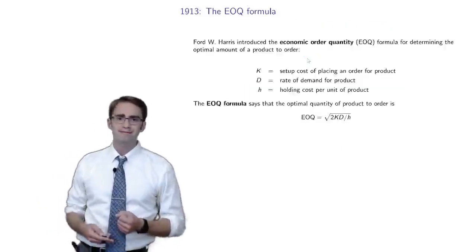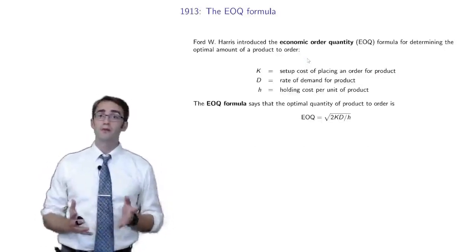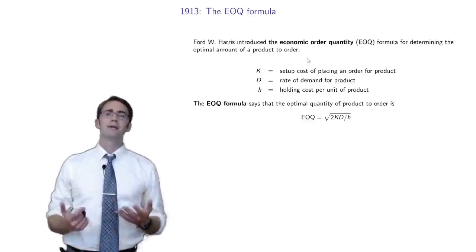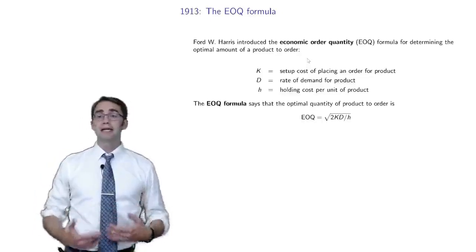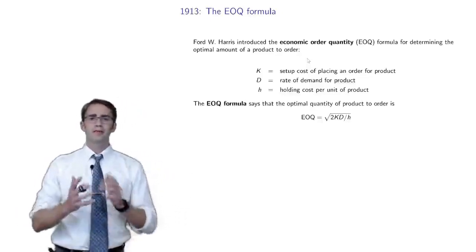1913, Ford Harris came up with what is called the EOQ formula, the economic order quantity formula. It determines how much of a product you should buy if you're trying to satisfy the needs of your customers. Okay, so it's a formula that looks like this here.